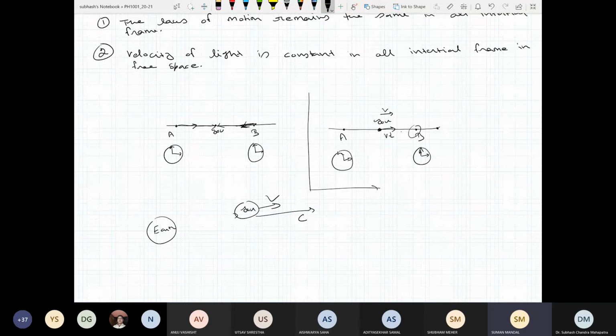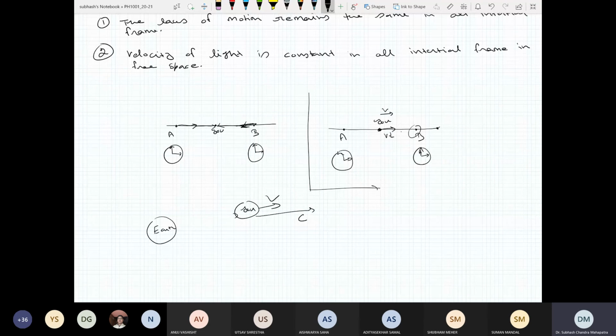Yes. Then why is this contradictory? With respect to Earth it should be c plus v. Why is it not contradictory? No, it is not. With respect to both you and Earth, the velocity of light will be c. That is the whole idea of special relativity, that you will see in the next 3-4 classes.